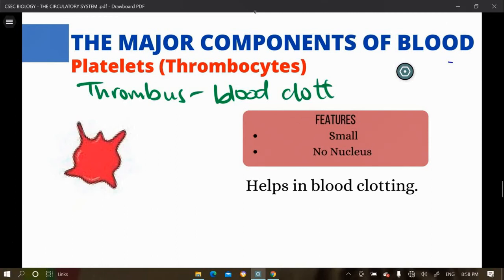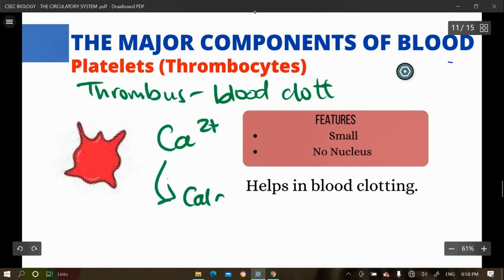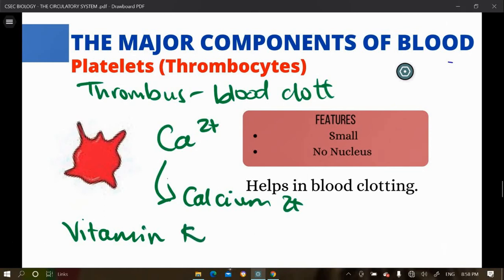So platelets, white blood cells, and red blood cells, they are small, and platelets have no nucleus as well. So they're rowing in the same boat as red blood cells. They don't have a nucleus. Now, ions that help with the clotting of blood are calcium 2+ ions, Ca2+, and vitamin K helps in the clotting of blood as well. So remember those.